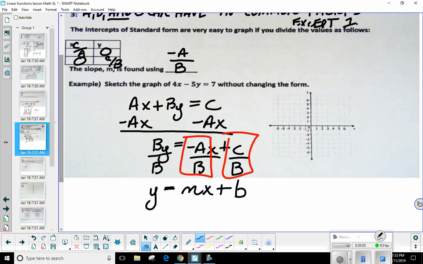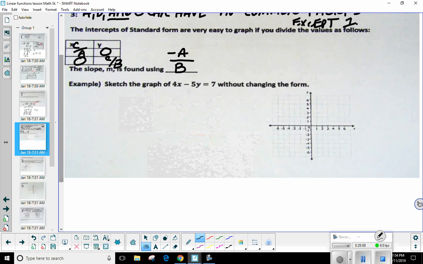Let's see what happens. 4x minus 5y is equal to 7. Is this in simplified standard form? Yeah, there's no fractions, no decimals. Okay. A is positive, so 4 is a positive number. And nothing divides 4, 5, and 7 except for 1. So this is A, this is B, and this is C. Okay, so let me create a little table here.